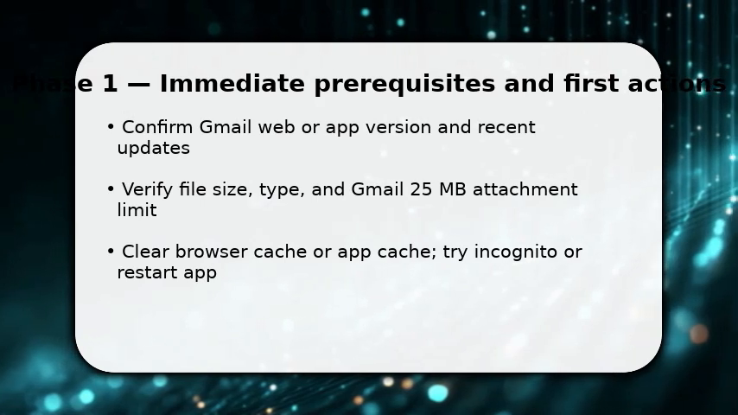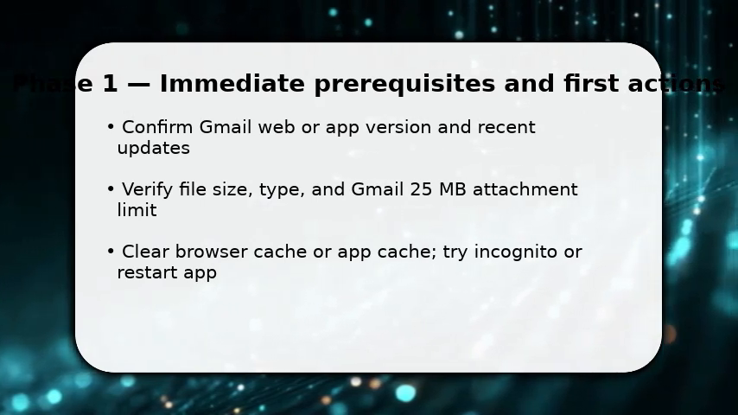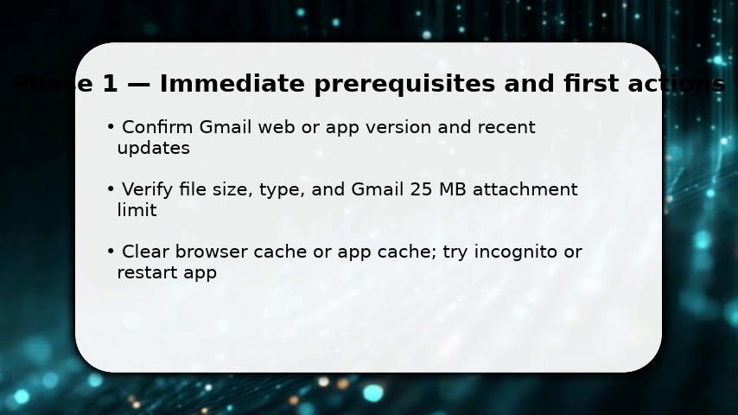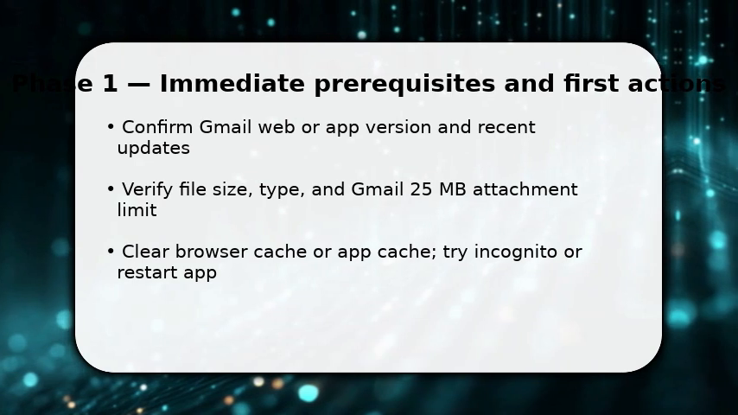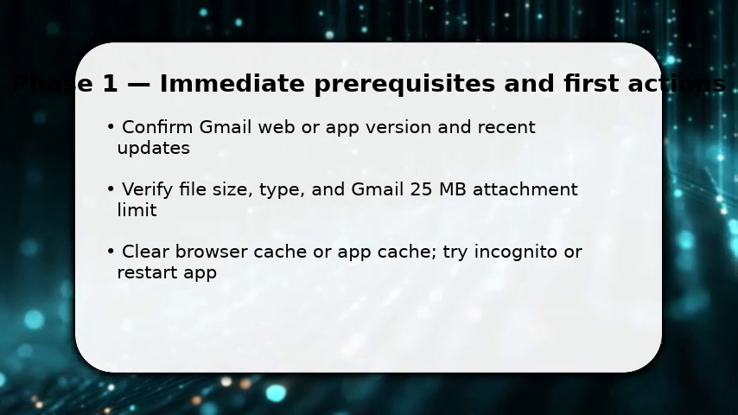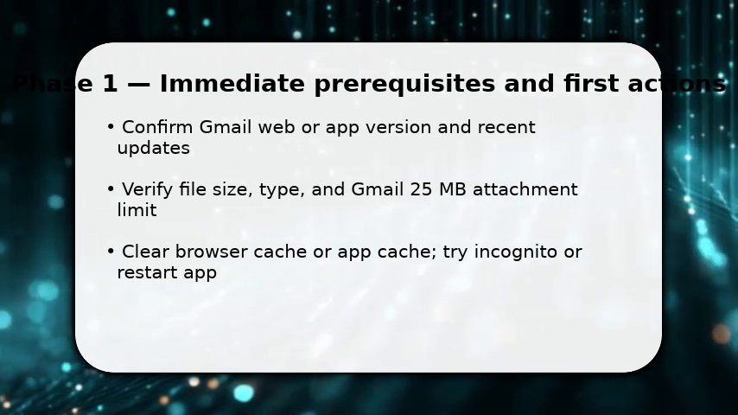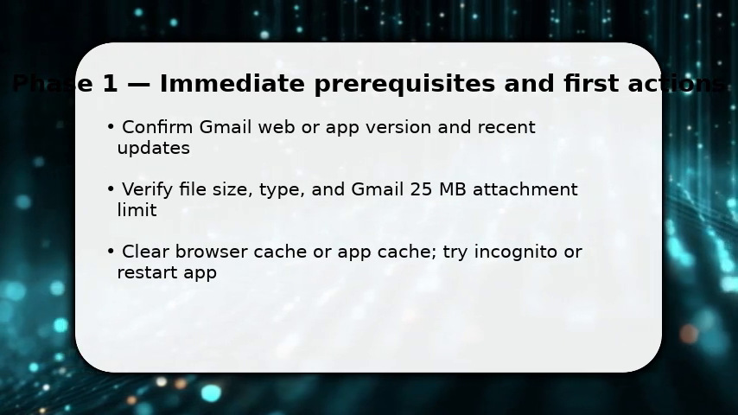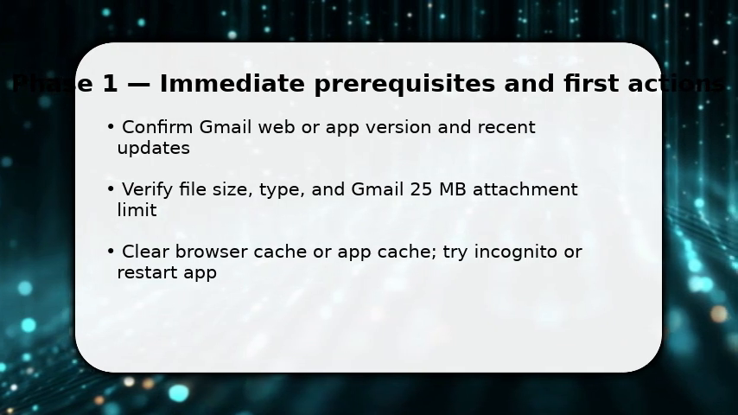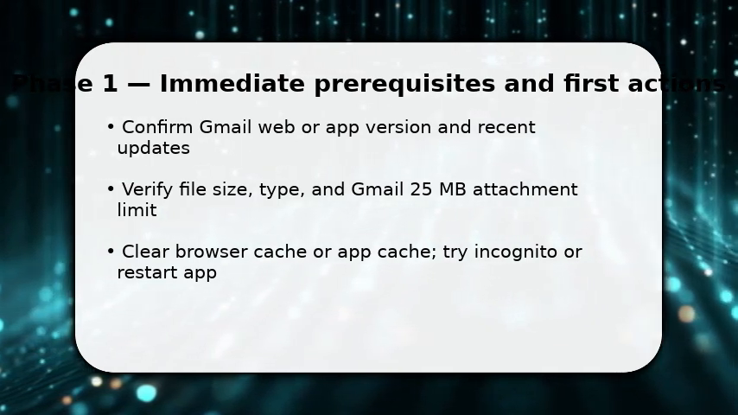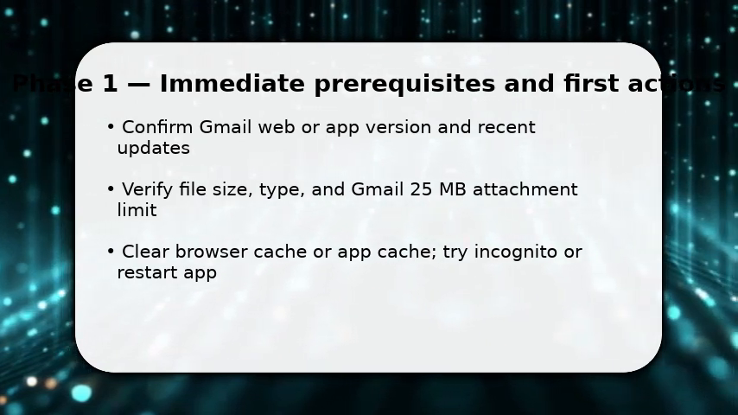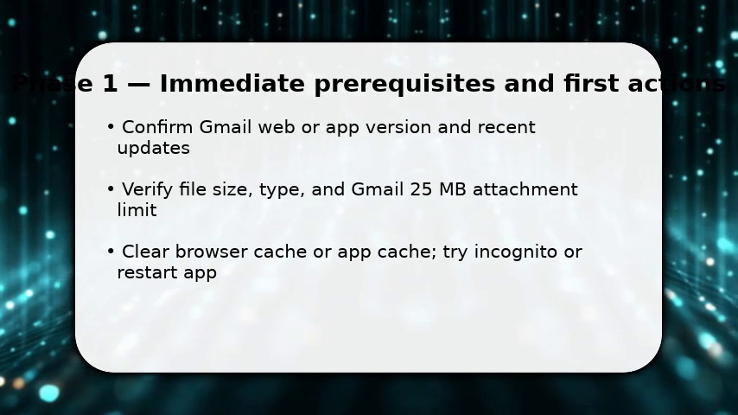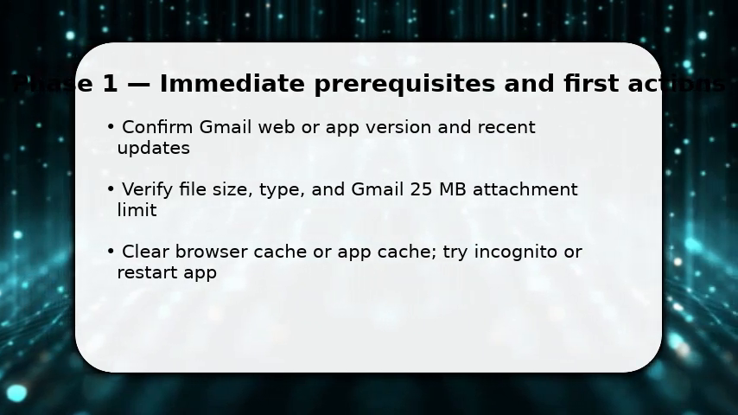Enjoy the video. You start by confirming the environment, web versus app, and that you have recent updates. This matters because older clients mishandle attachments. Next, check the file itself, size, extension, and whether it exceeds Gmail's 25 MB limit or triggers security filters. Once done, clear browser cache or app cache and switch to an incognito window or restart the app. This removes transient errors and often restores attachment behavior quickly, so you can focus on the next diagnostic steps.